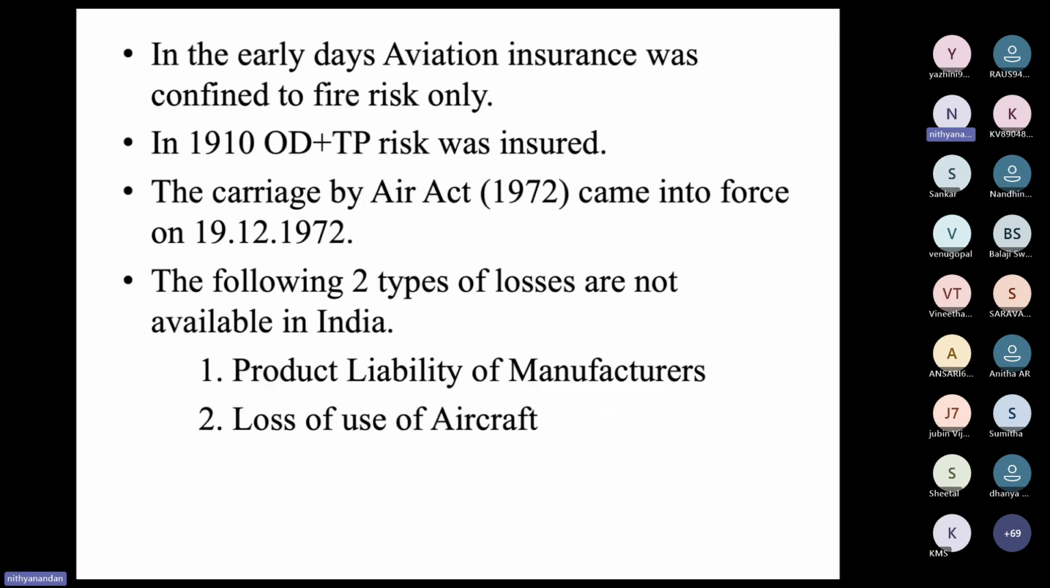In early days, aviation insurance was confined to fire risk only. In 1910, OD plus TP risk was insured. The Carriage by Air Act came into force in 1972.